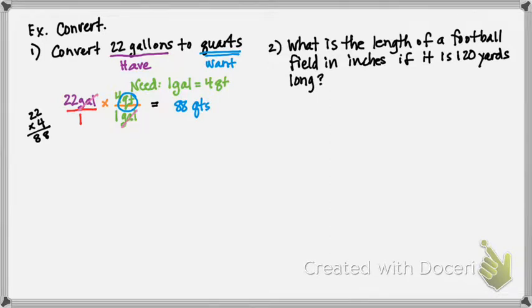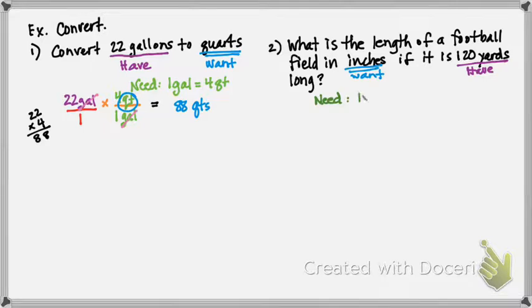Okay, so let's see if we can figure out what we have. What we have is a football field. That's what we have. What we want is the length of the football field in inches. So here's more of a word problem version of a conversion. Interesting. Okay, so let's think about what we need. So I have yards and I want to go to inches.